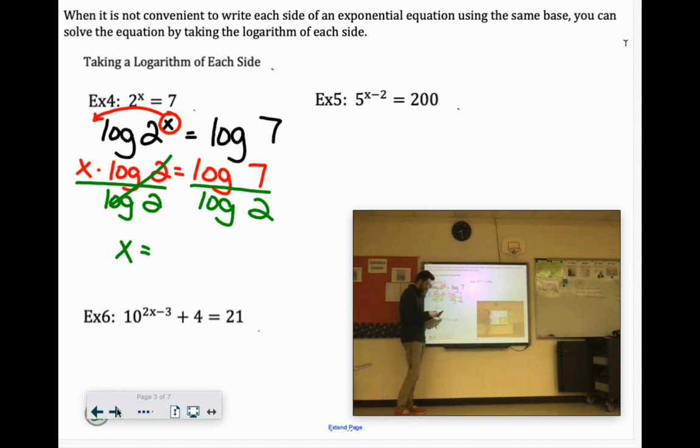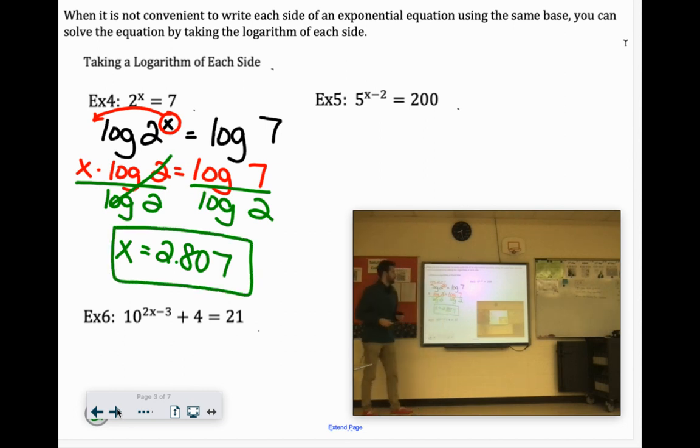Log of 7 divided by log of 2 is 2.807. 2.807. And remember, we typically just round those to the third decimal spot.